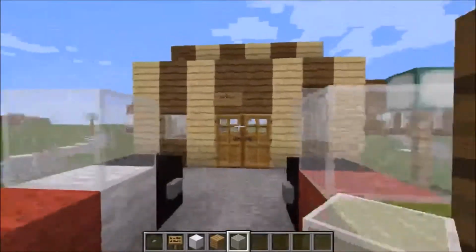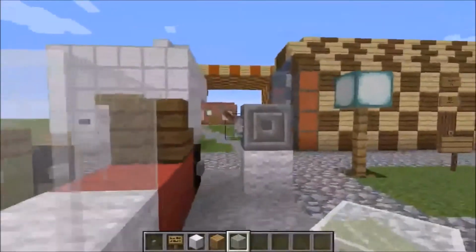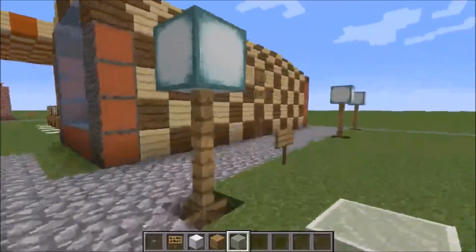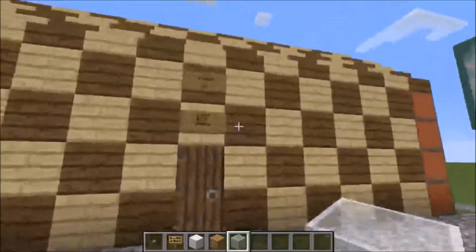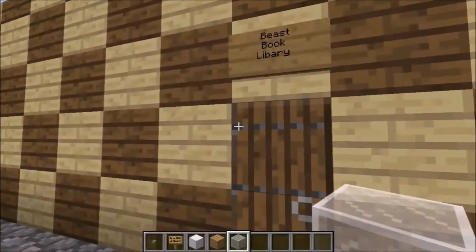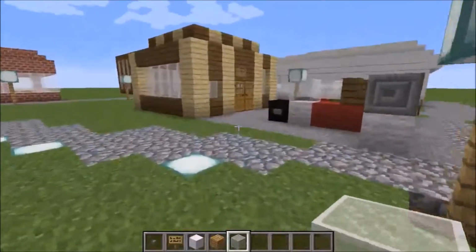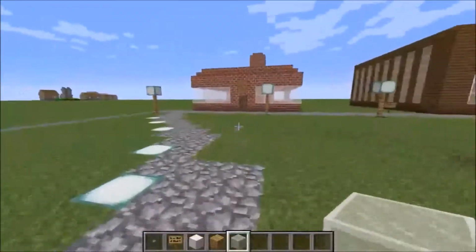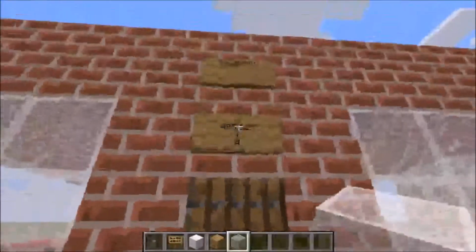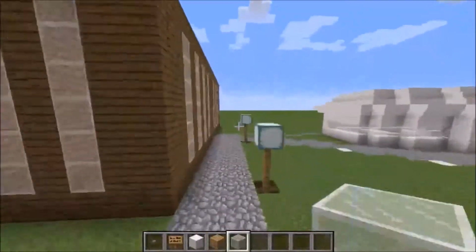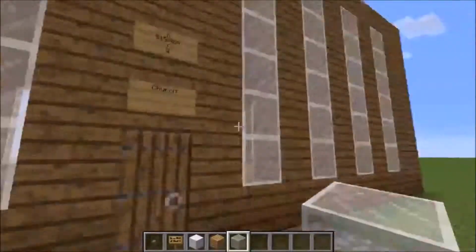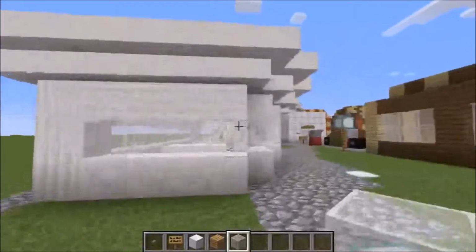I also needed a gas station, which is right here. You gotta fill up your vehicle. A library, which is called the Best Book Library. And a restaurant, as well as a church and a courthouse, which is right over here.